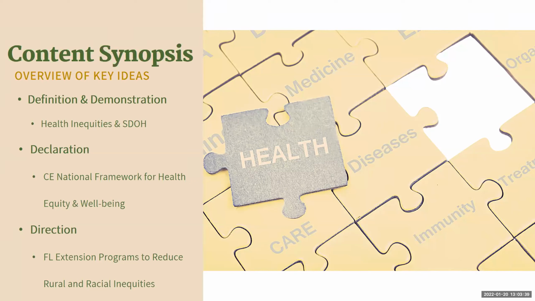We'll move forward with reviewing the Cooperative Extension National Framework for Health Equity and Well-being. And then we will finish up by looking at an example from one of my programs, which is the Rural Health Program. This program has been around since 2017, and we focus on reducing rural and racial inequities in Florida.